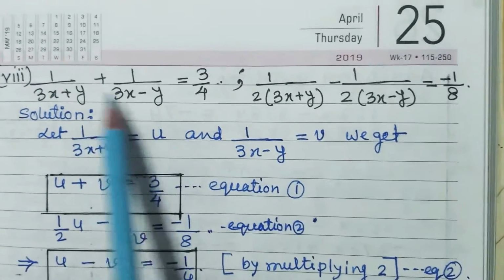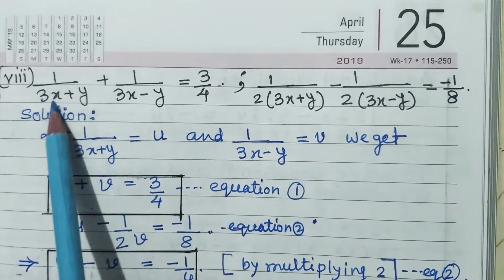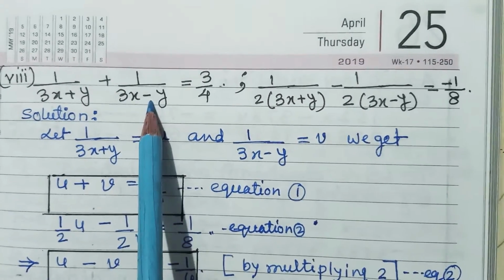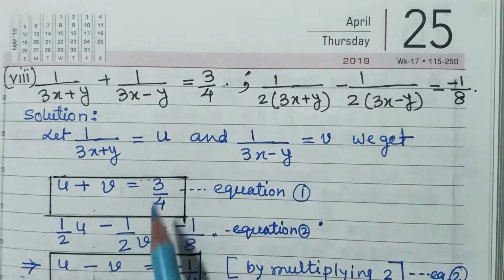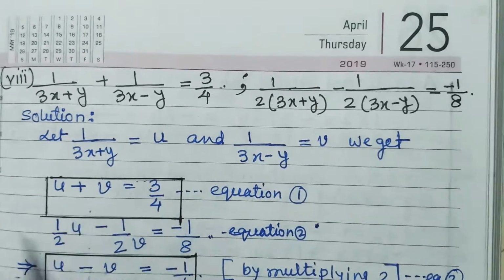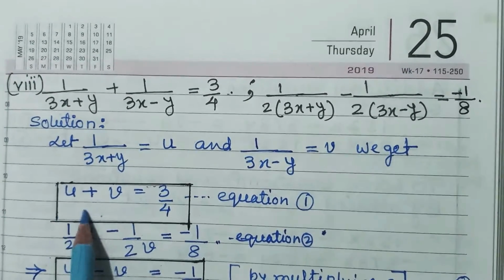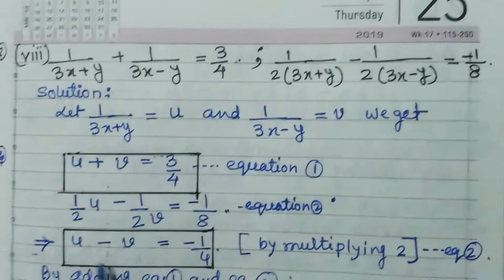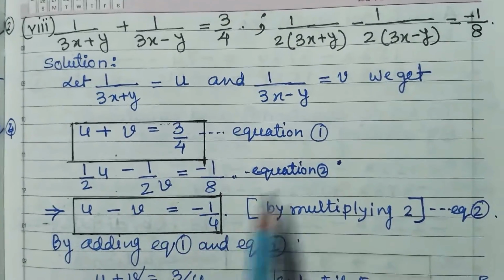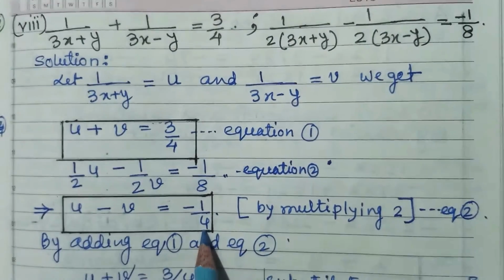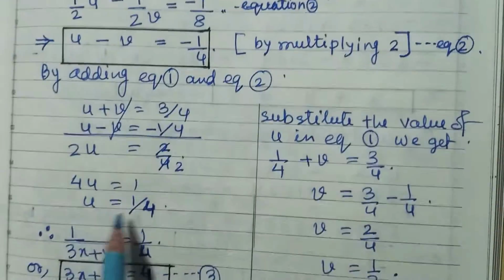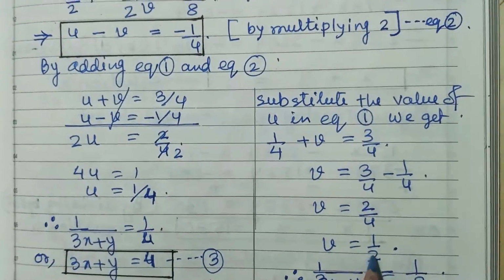Now question number 8. Same: 1 upon 3x plus y is a and 1 upon 3x minus y is b. This equation will change. Here I have taken u and v. So u plus v is equal to 3 upon 4, the first equation, and u minus v is equal to minus 1 upon 4, the second equation. So by solving it, we have got u is equal to 1 upon 4 and v is equal to 1 upon 2.